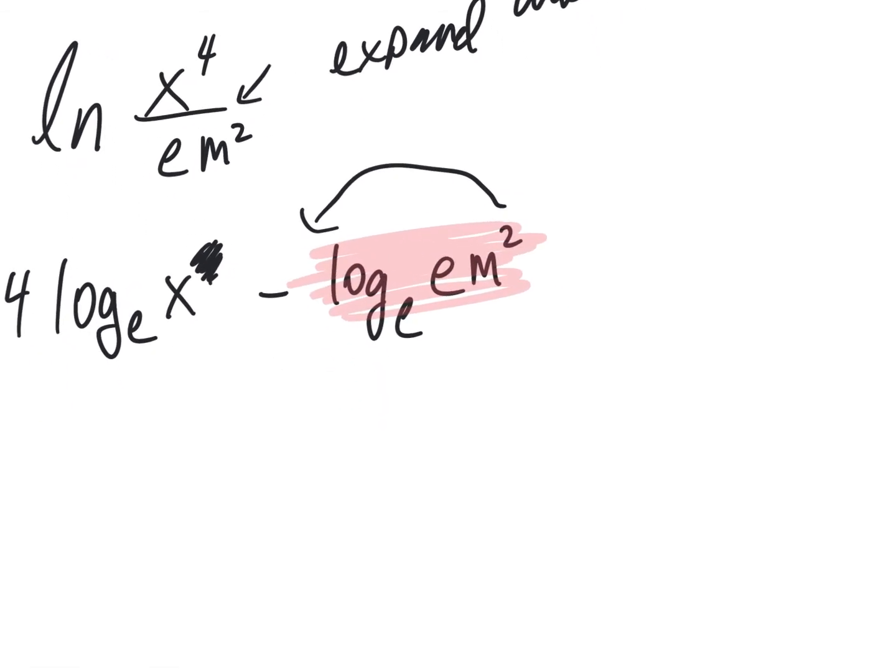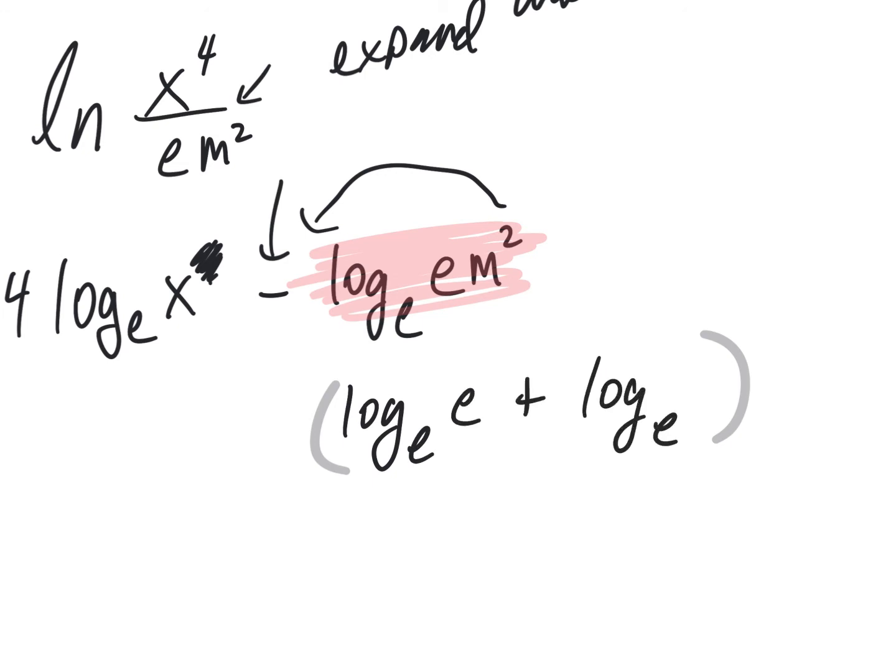And now watch this. Remember me saying that parentheses and negatives take up so many points in this class? You now need a parenthesis around this, otherwise this negative won't distribute to both parts. Log base e of e plus log base e of m. And then the squared that would be on it right here instead goes here.